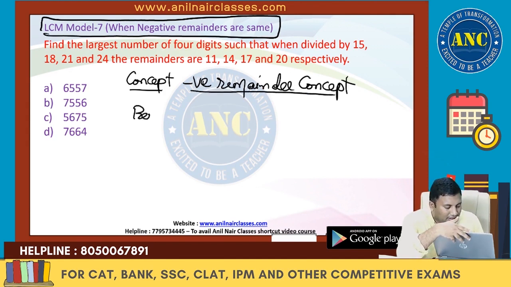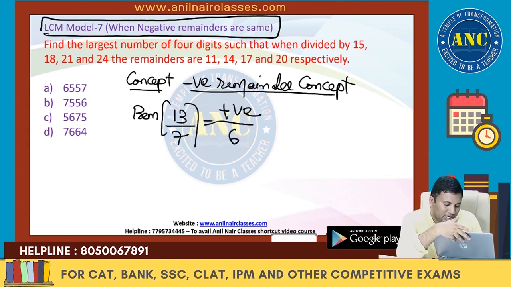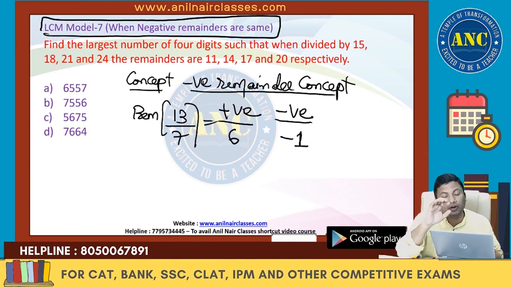If I divide 13 by 7, 7 ones are 7. Positive remainder is 6. Negative remainder: 7 twos are 14, so the negative remainder is minus 1. Negative remainder does not exist in mathematics. It is an illusionary concept which is used to get the answers very fast.